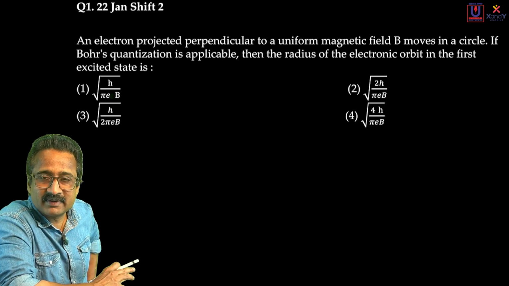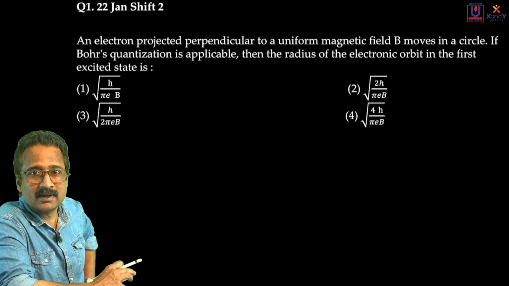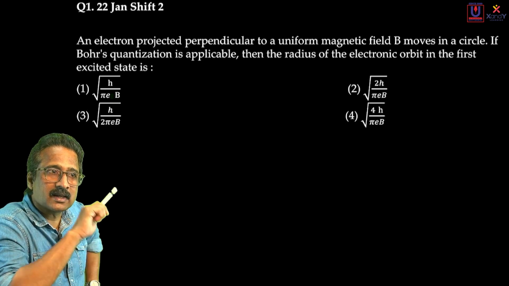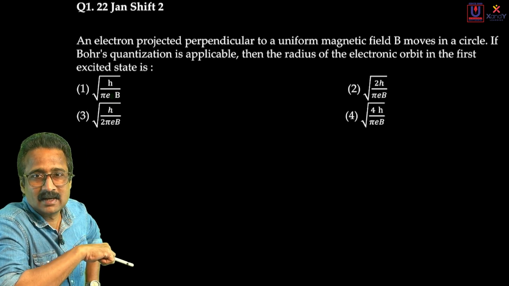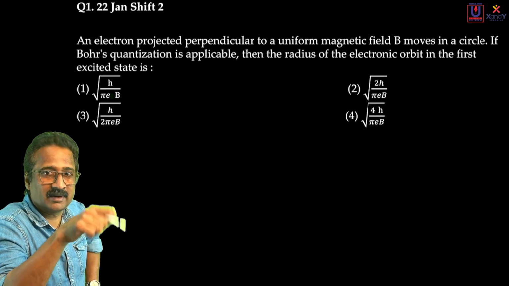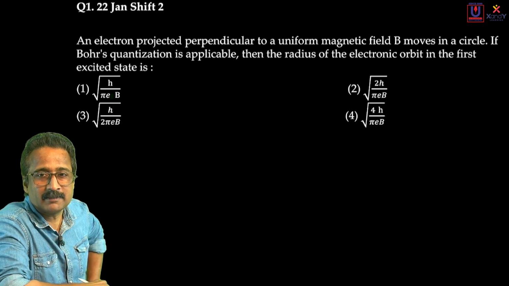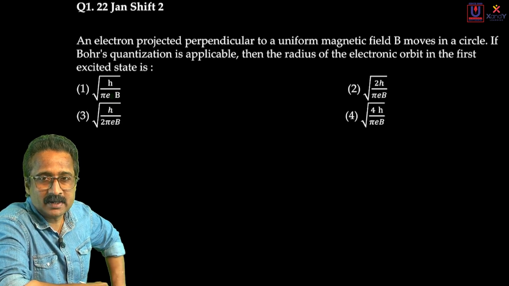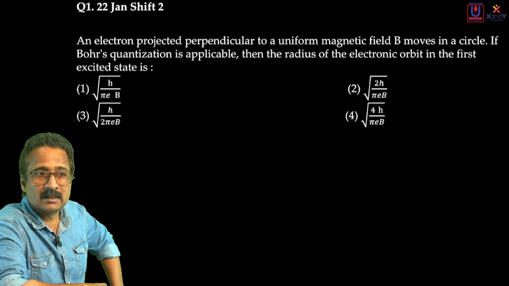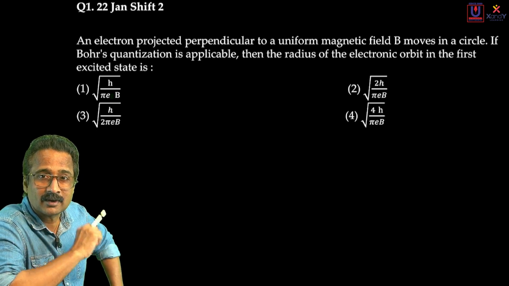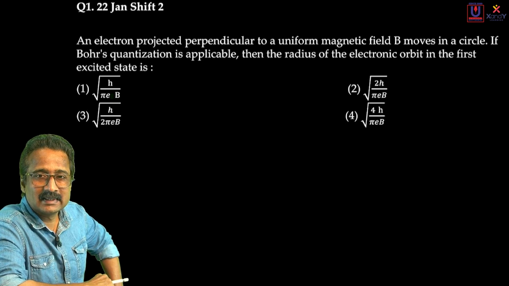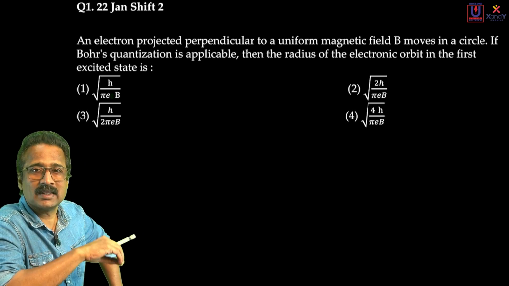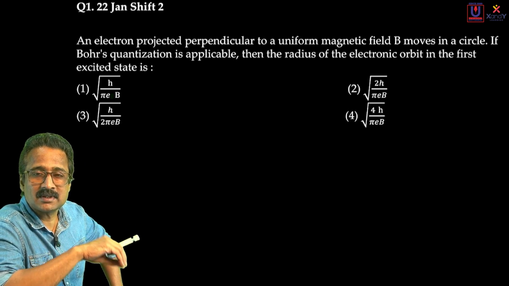And we all know that when a charge is projected perpendicular to any magnetic field, it is likely to revolve in a circle. Now, the circle can have actually any radius depending upon what velocity is given. That is how usually a charged particle revolves in a circle. But here, in this question, the particle is specifically an electron. Secondly, the electron is revolving in such a way that Bohr's quantization is applicable.